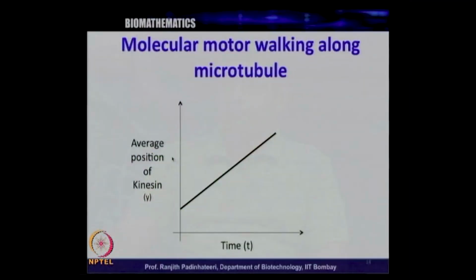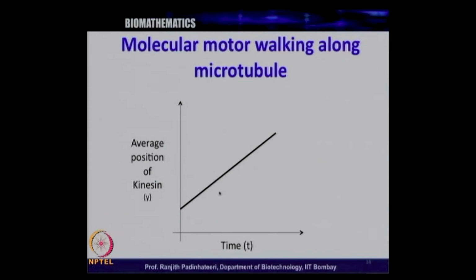So now here we are looking at the motion of these motors. Let us have a look at this graph. What is plotted in this graph is the average position of a particular motor called kinesin on the y-axis as time progresses. At a particular time, it is in a particular position, and along the microtubule track it moves. So the distance from, let us say, the center of the cell increases. The distance increases with time.